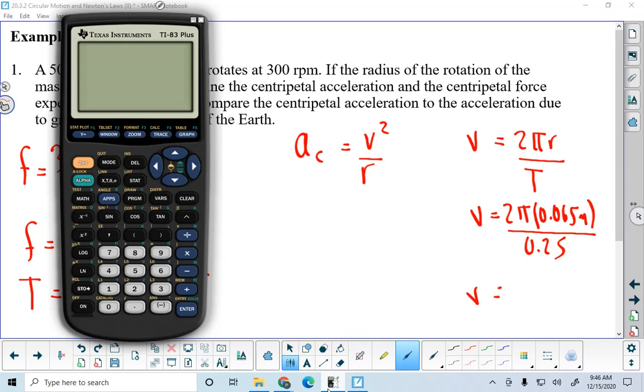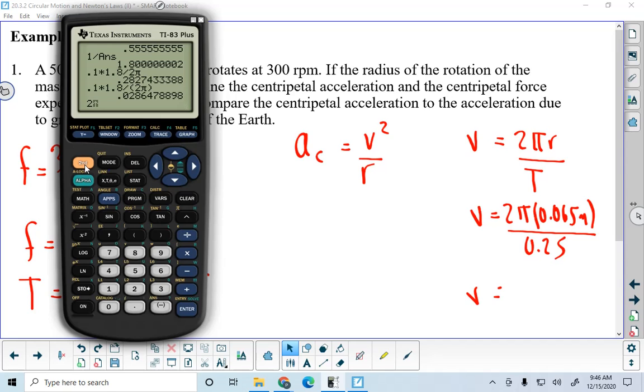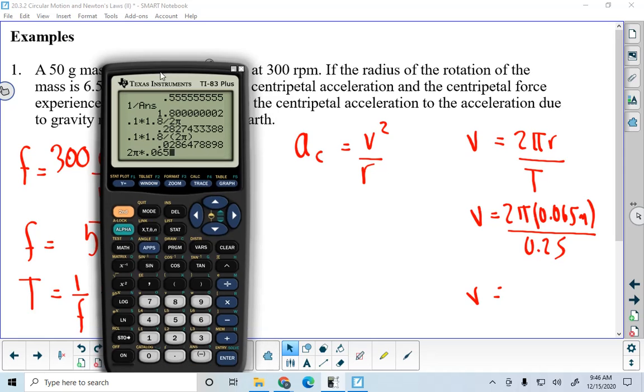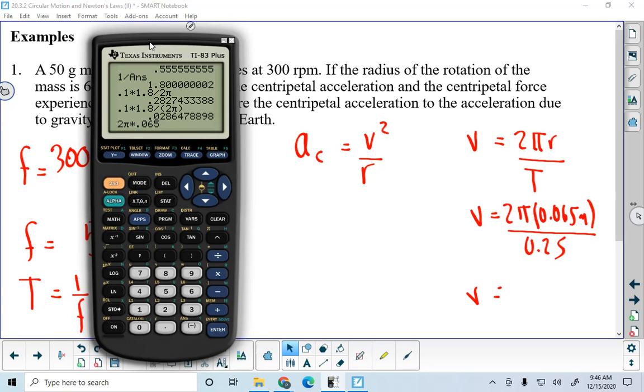I'm just using 2 pi r over t. Of course, we have to use standard units, so that 6.5 centimeters has to be divided by 100. Now I divide by the t, which is 0.2. Does anybody else get 2.04? It is? Okay, so 2.042 meters per second.